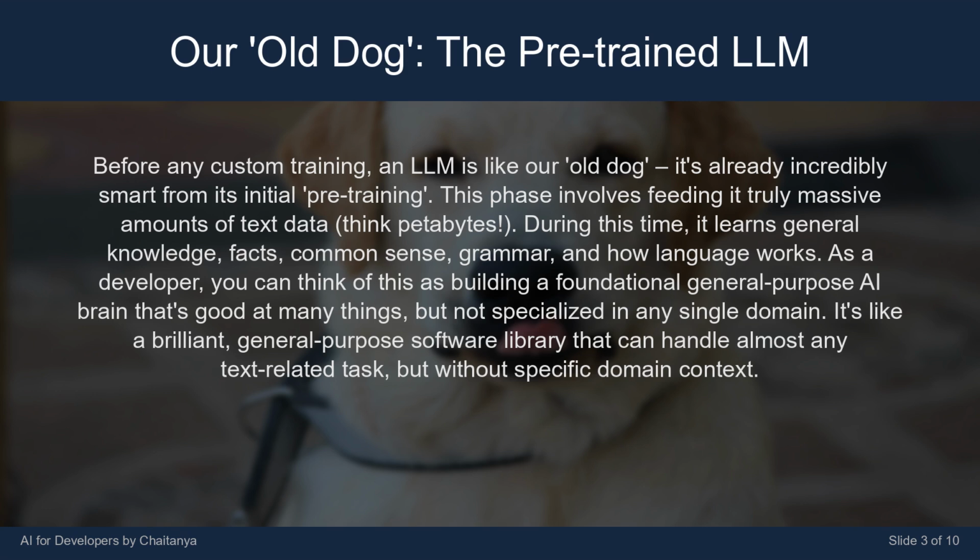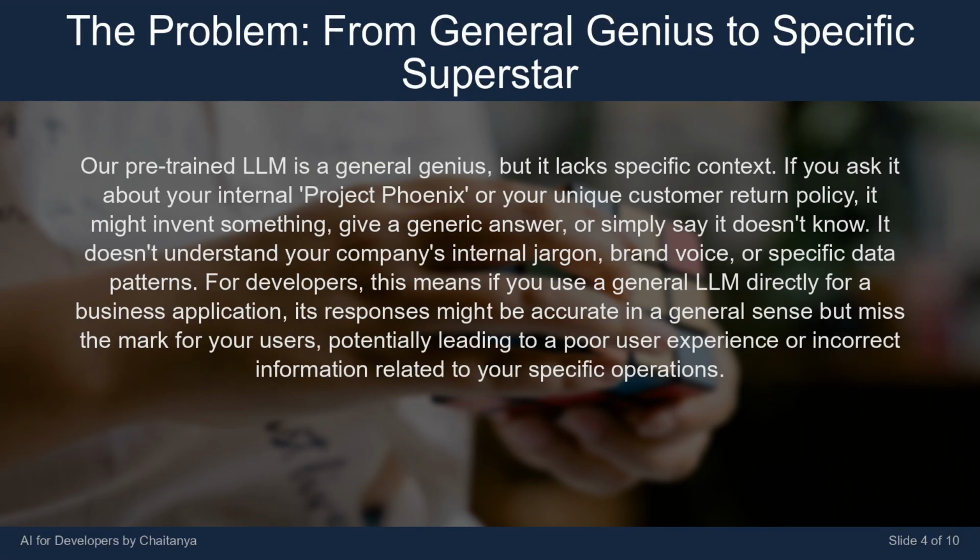As a developer, you can think of this as building a foundational general-purpose AI brain that's good at many things, but not specialized in any single domain. It's like a brilliant, general-purpose software library that can handle almost any text-related task, but without specific domain context. Our pre-trained LLM is a general genius, but it lacks specific context.